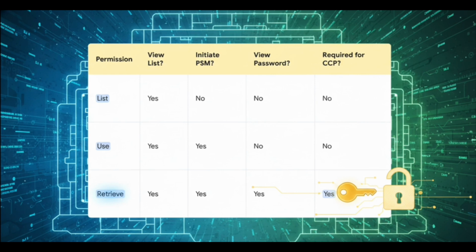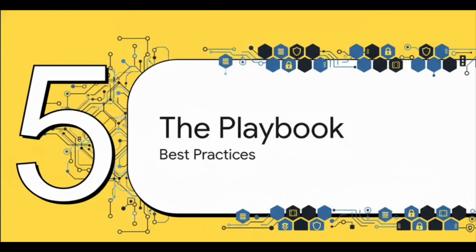List lets you see that an account exists. Use lets a person launch a session with it, but only retrieve lets you actually grab the plaintext password. So for the CCP to do its job, the answer is always, always retrieve. That's the one that unlocks programmatic access. End of story.